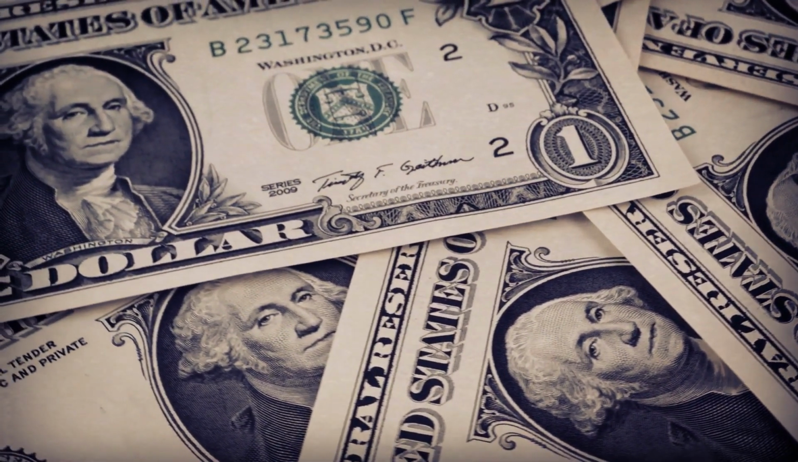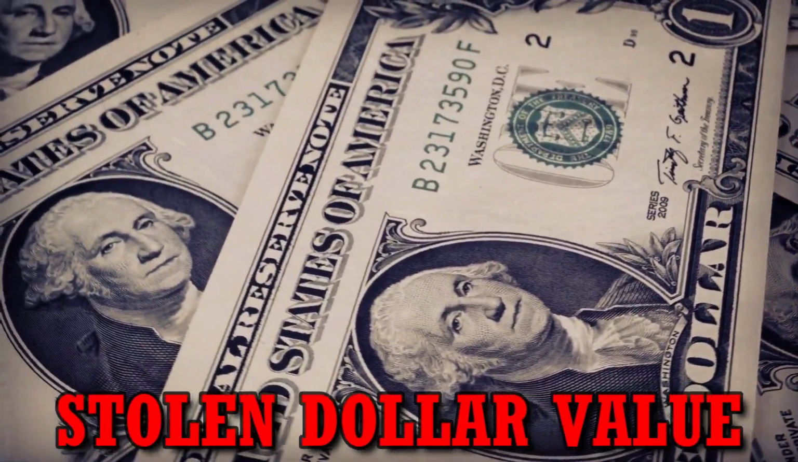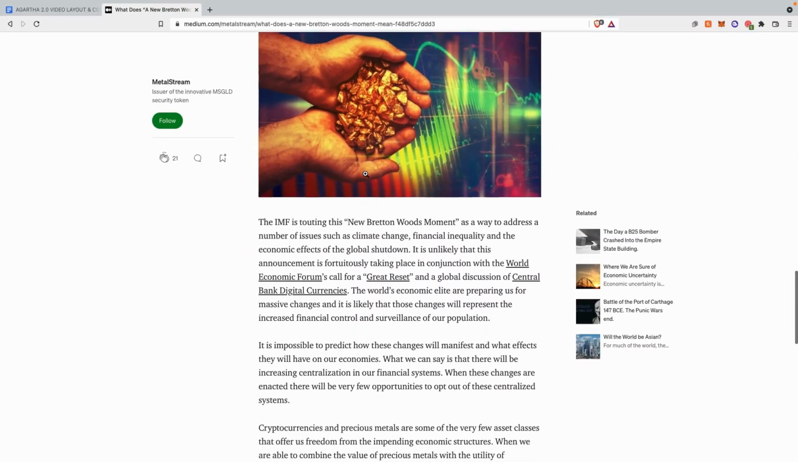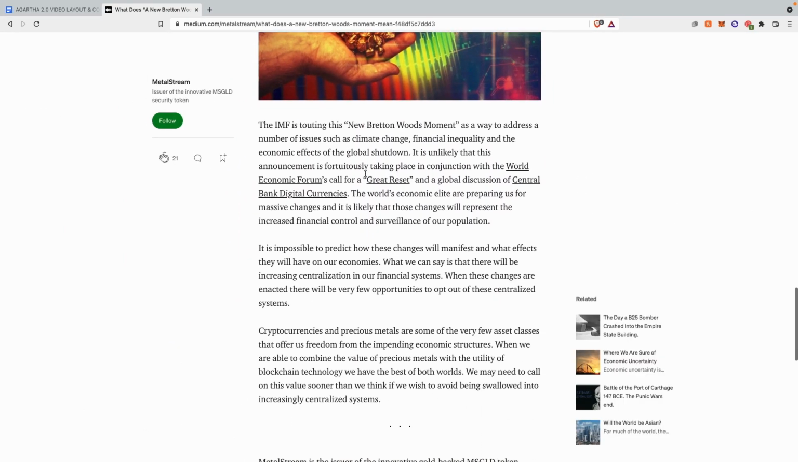So given that almost all the value of the US dollar has been stolen in this manner, it makes sense that the world's financial elite are calling for a new system. The IMF is touting this new Bretton Woods moment as a way to address a number of issues such as climate change, financial inequality, and the economic effects of the global shutdown.